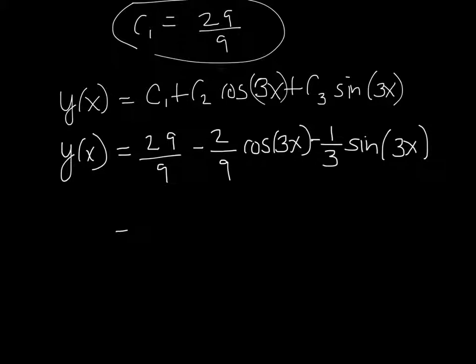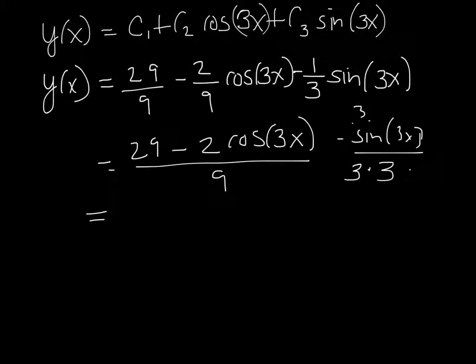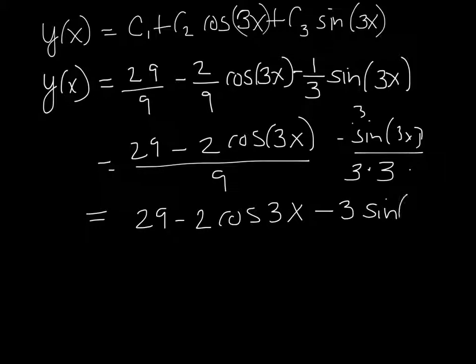What they did is combine fractions, that's all. So this is really 29 minus 2 cosine of 3x, over 9, minus sine of 3x over 3. Again, they usually want it in simplified form. Well, you can do times 3 over 3, just adding fractions. So we get 29 minus 2 cosine of 3x minus 3 sine of 3x, all over 9.